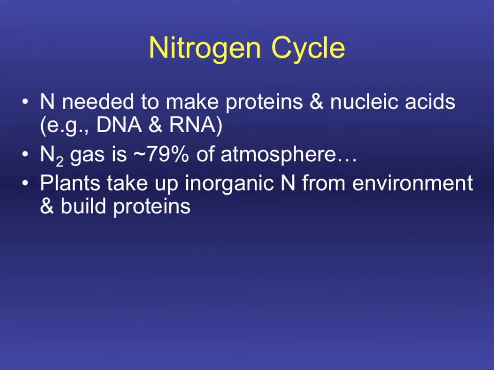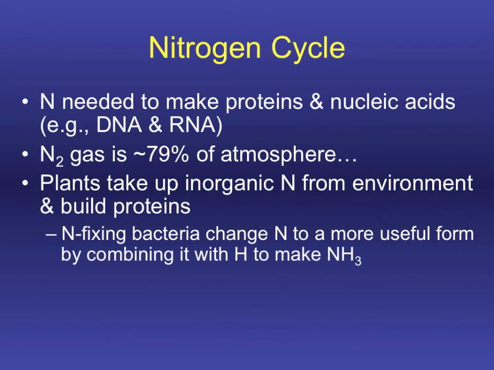So what we have to do then is find a way for plants to get nitrogen out of the atmosphere so that they can make proteins and therefore support the rest of the terrestrial and aquatic food chain.